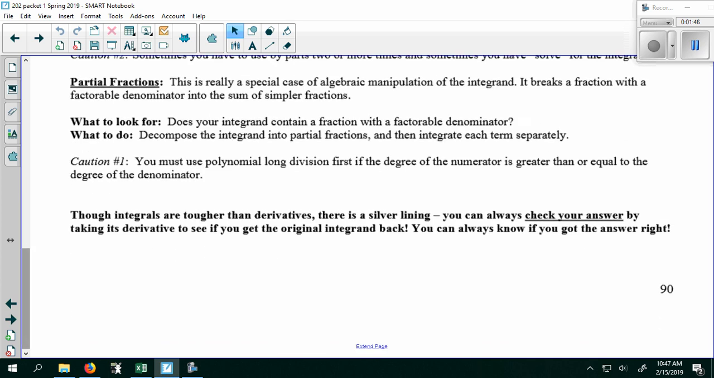And then partial fractions. So this is really a special case of the algebraic manipulation of the integrand. It breaks a fraction with a factorable denominator into the sum of simpler fractions.